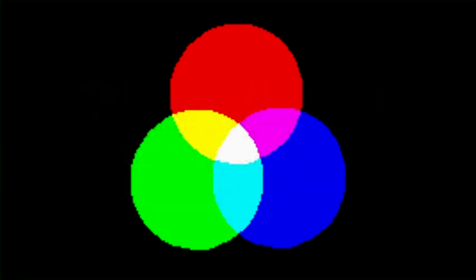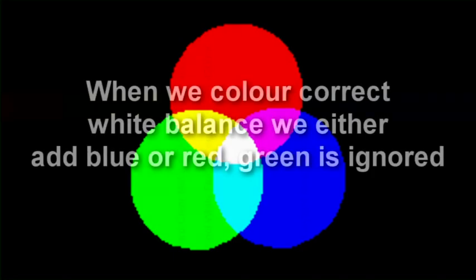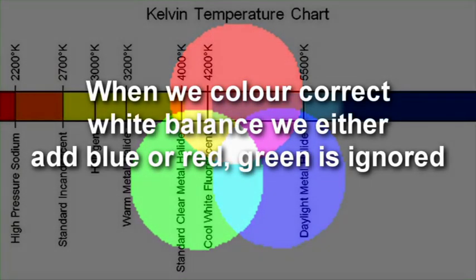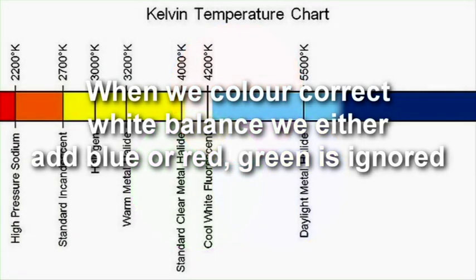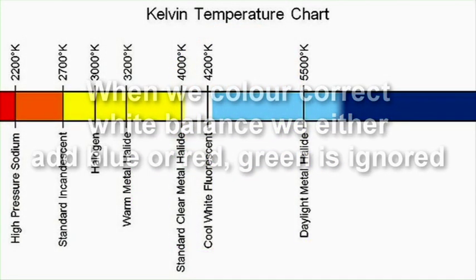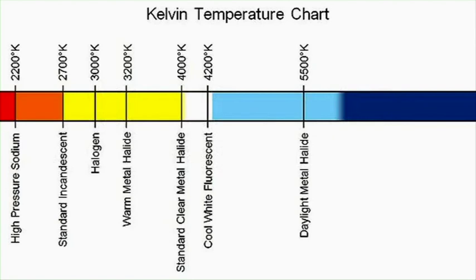The white balance is the amount of blue light to red light emitted by any light source. Green light is ignored as it is in the middle of the spectrum. This is why, when we adjust the white balance, we either add red or blue to the photo.